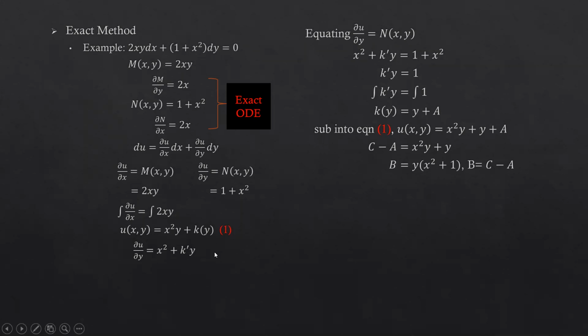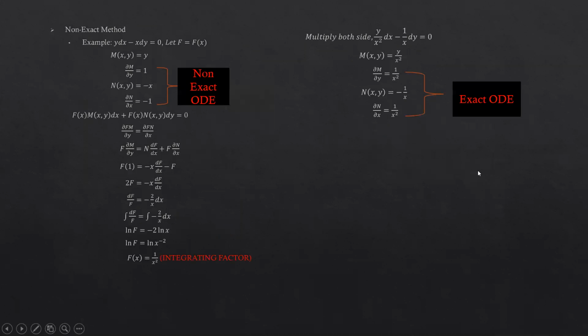Then we differentiate it again with respect to y, and equate it with partial u over partial y. We get k prime of y equals 1. We integrate it, and we find k(y) is equal to y plus a. So we substitute it into equation 1. The final answer is y(x squared plus 1) equals b, where b is equal to c minus a. So this is the exact method.